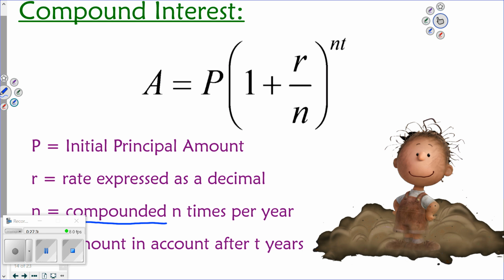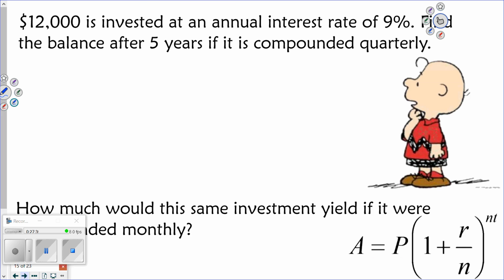N is the number of times it's compounded per year. And then you multiply by t, which is the time. You multiply n times t. So let's take a look at some examples of it. All right, so if $12,000 is invested at an annual interest rate of 9%, find the balance after 5 years if it is compounded quarterly. Now, it always comes up, students like, well, how do I know which formula to use? The one we were just using or this one? If it says the word compounded, you use the compounded formula. Makes sense, right? You can kind of look for that word in the description. So, using that formula, A equals, what is my P, my principal?